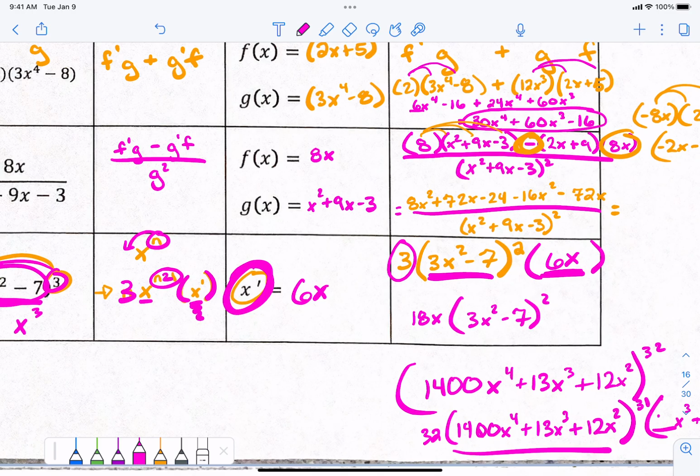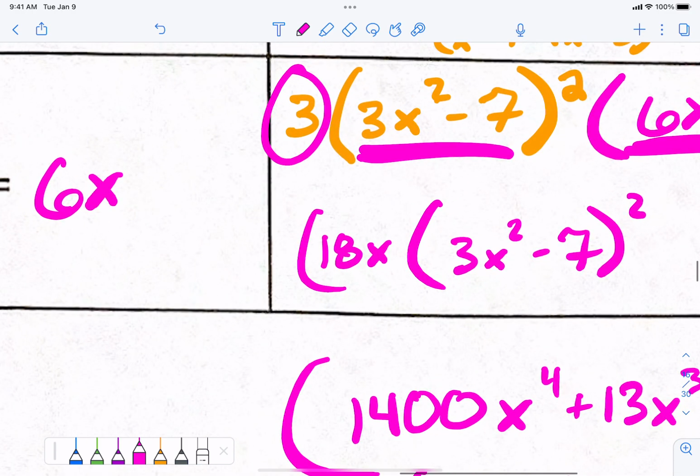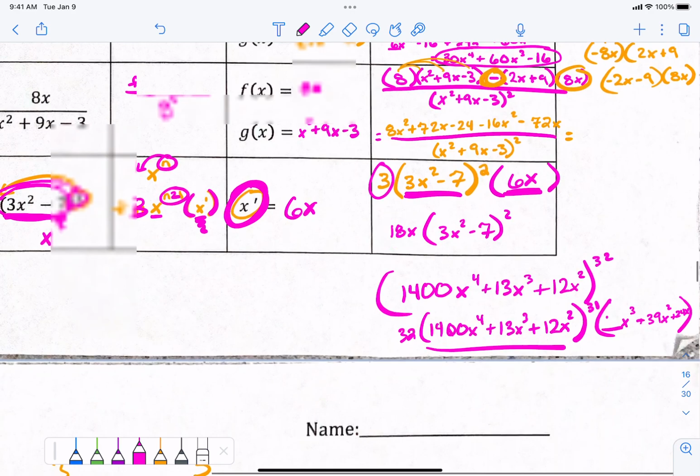Can you put parentheses around the 18x? Sure. You wouldn't have to put parentheses around the 18x because it is a monomial, only one piece. But if this was like x plus 18, you do need to put parentheses around that. If you want parentheses around it, go for it.